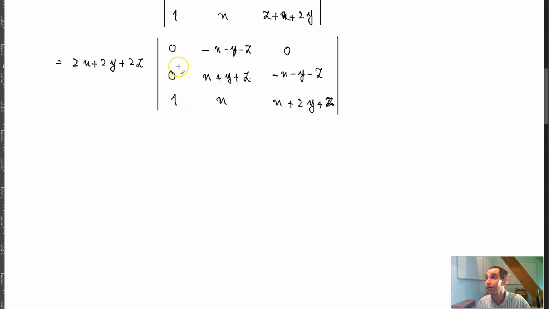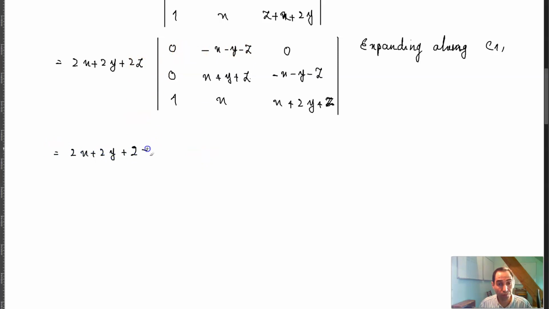Now, if I expand this along column 1, we have basically 2x plus 2y plus 2z, and these two are zero, so you will get basically times negative 1 raised to the, so this is the third row, the first column, so the fourth power times 1, the whole thing becomes 1, so you can forget about them. And then you have this determinant here, which is negative x, negative y, negative z, and 0, and x plus y plus z, and negative x, negative y, negative z.